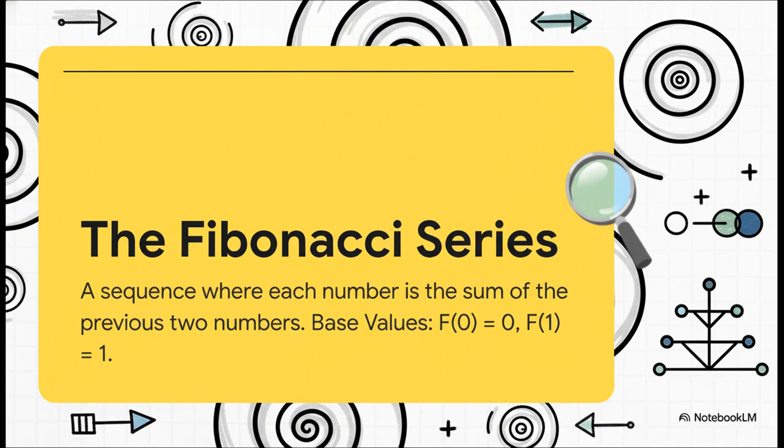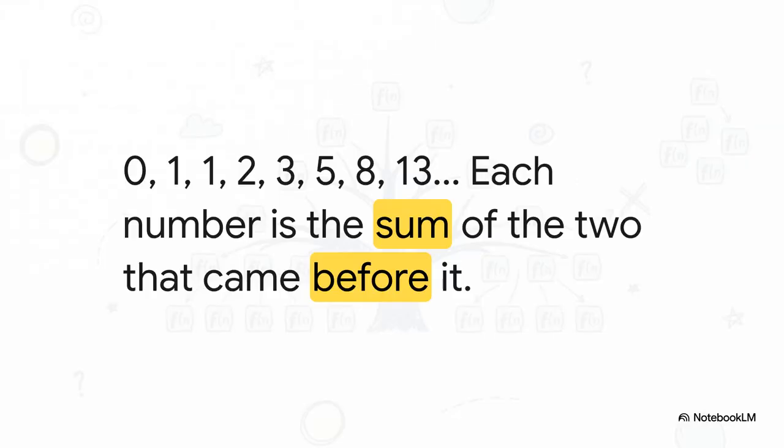But for any of this to get started, you need a starting point, right? And those are our base values. The sequence always kicks off with 0 and 1. And here's what that looks like in action. You start with 0 and 1. You add them together, you get 1. Now our last two numbers are 1 and 1. Add them, you get 2. Now it's 1 and 2, which gives you 3, then 2 plus 3 is 5, and it just keeps going like that, creating this infinite, elegant chain.